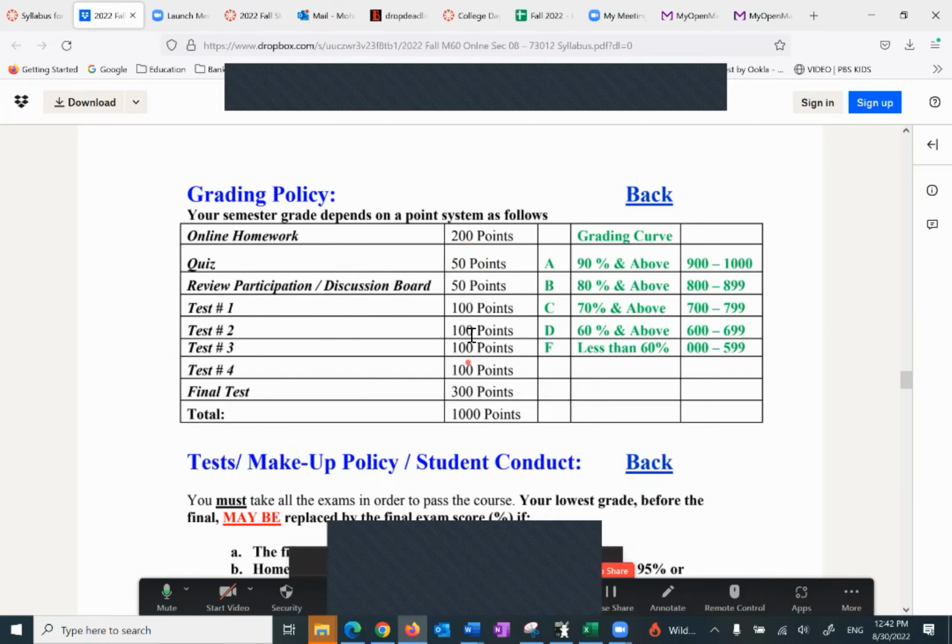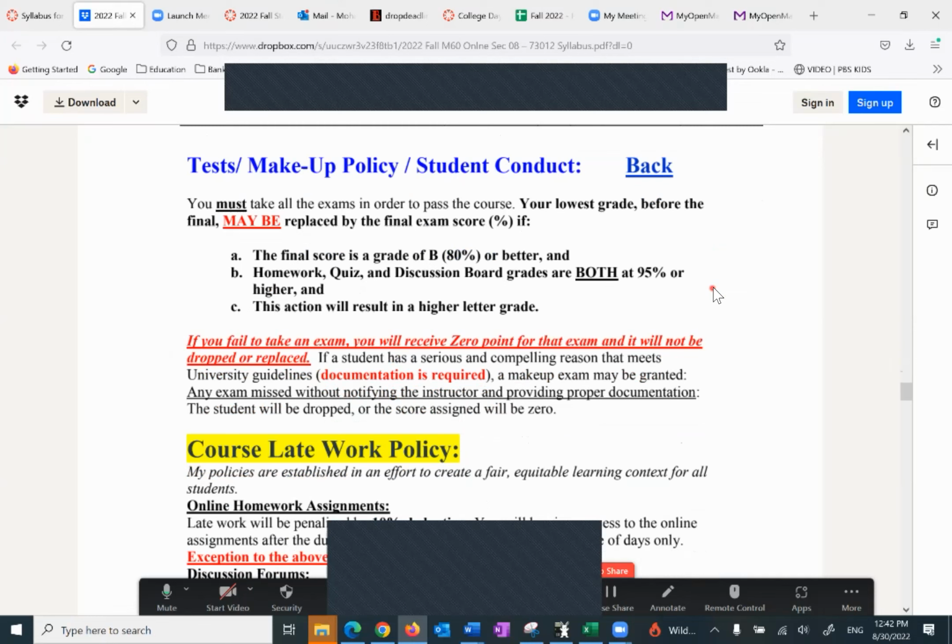There are 4 exams, 1, 2, 3, 4. Each one is 100 points, and the comprehensive final, 300 points. Now, sometimes students hear comprehensive and they get scared. There's nothing to worry about. All you have to do is study the previous 4 exams and the new material to get ready for the final. And 90%, that means 900 points or more, is an A. 80%, that means 800 or more, is a B, so on and so forth. There is no makeup exam. If something comes up, you can let me know.